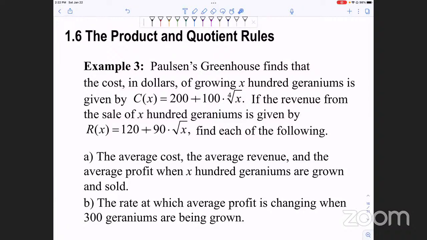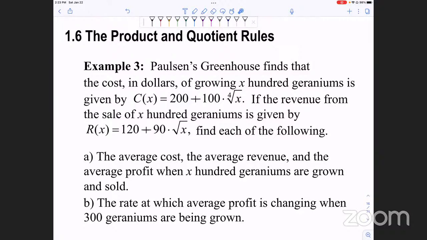The cost in dollars of growing x hundred geraniums is given by this function here. The sale of x hundred geraniums is given by this. This is our revenue function, and here's our cost function. Find each of the following: the average cost, the average revenue, and the average profit when x hundred geraniums are grown and sold, and then the rate at which the average profit is changing.